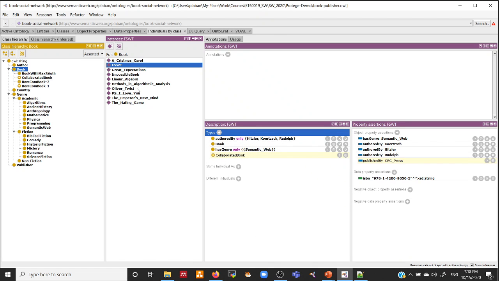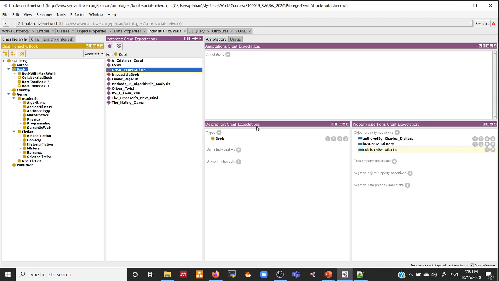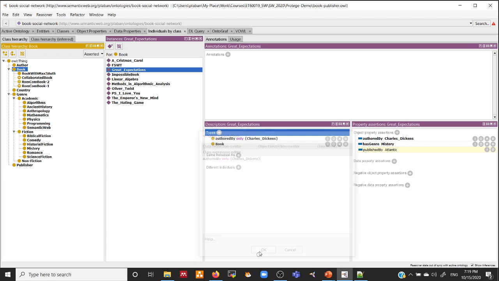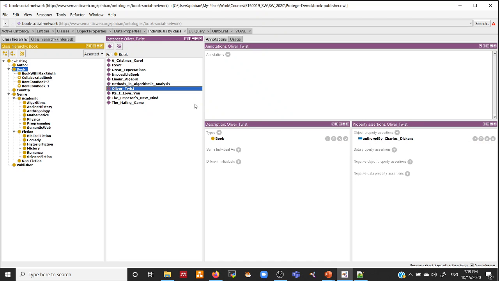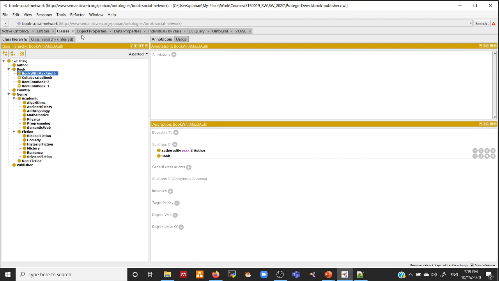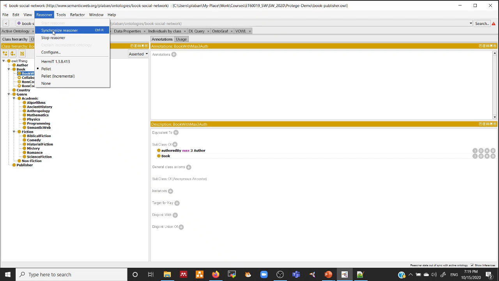And let us do it for, say, Great Expectations also. So we are saying that it is authored by only, say, Charles Dickens. And also, let us not do it for Oliver Twist. So you'll see the effect, right? So you have changed the ontology. Now let us go to the class, select book with max 3 authors, and then try to run the reasoner.